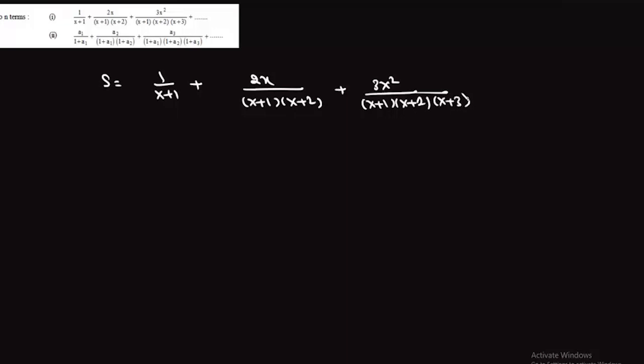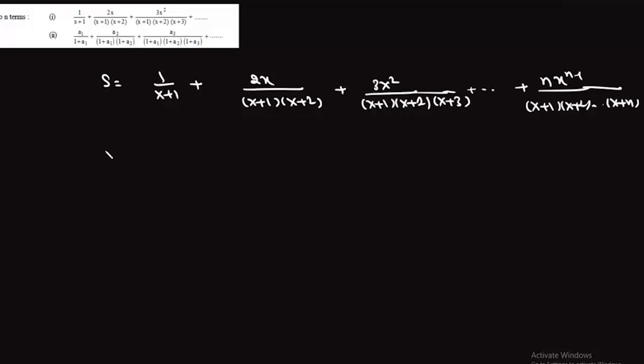Now in this question we need to find the sum of the series up to n terms, and the series given is 1 upon x plus 1, plus 2x upon x plus 1 x plus 2, and this is 3x square upon x plus 1 x plus 2 x plus 3, and continue up to n terms, and the nth term will be n x to the power n minus 1 upon x plus 1 x plus 2 up to x plus n.